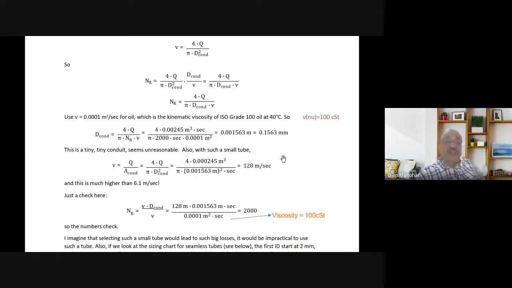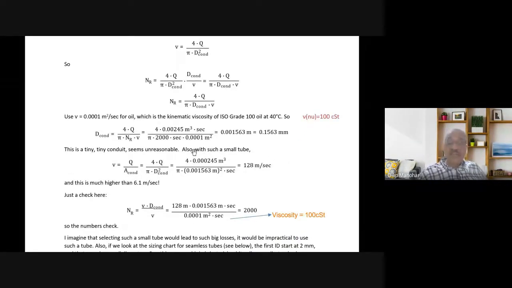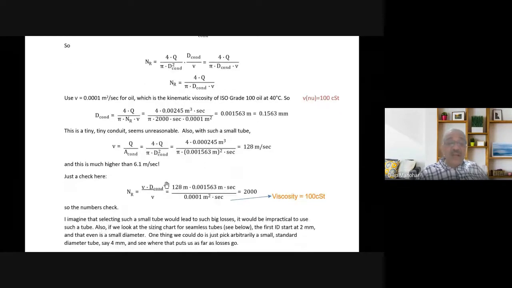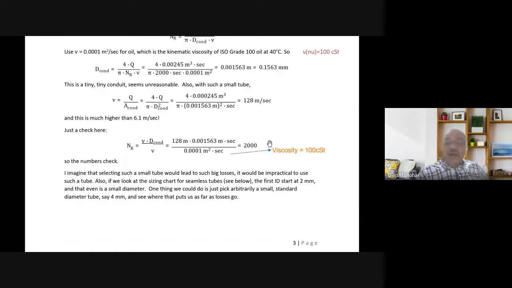So this is not reasonable, and it gives you very high velocity, 128 meters per second, which is not allowed. So we have to go to the permitted velocity 6.1. Let us now work out from 6.1 so that what we are getting is correct or not.